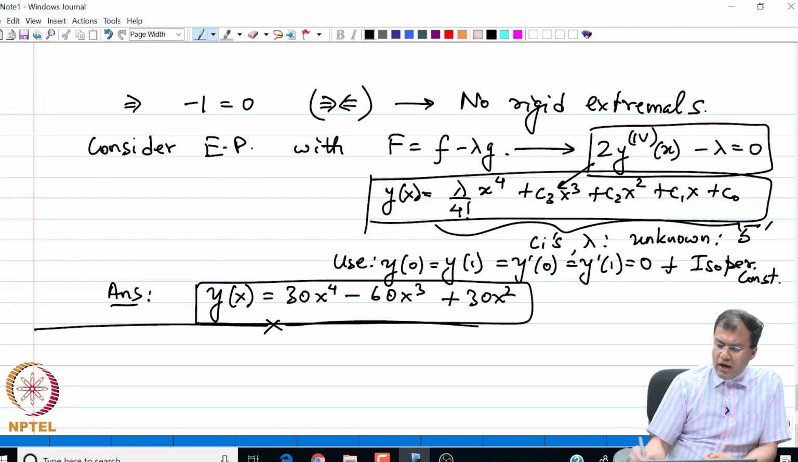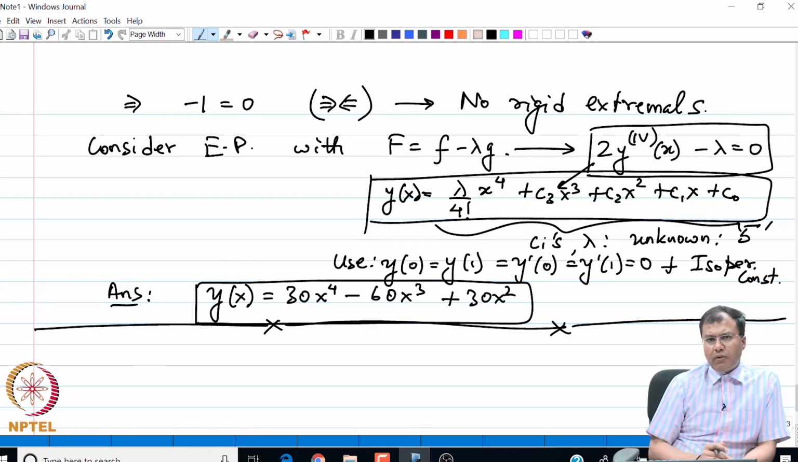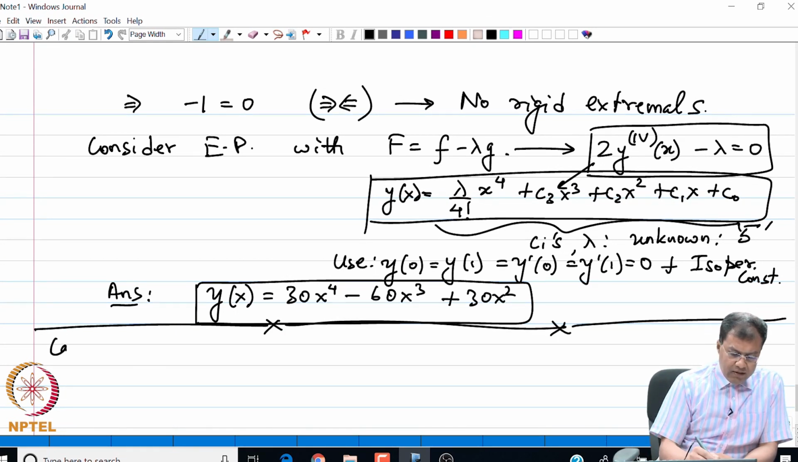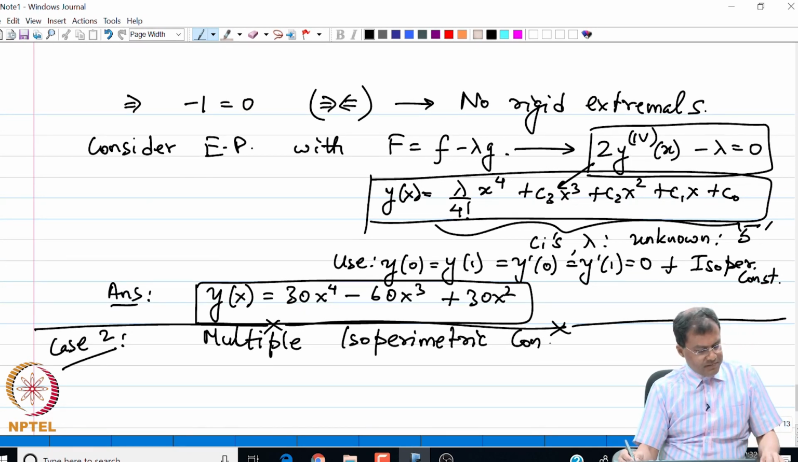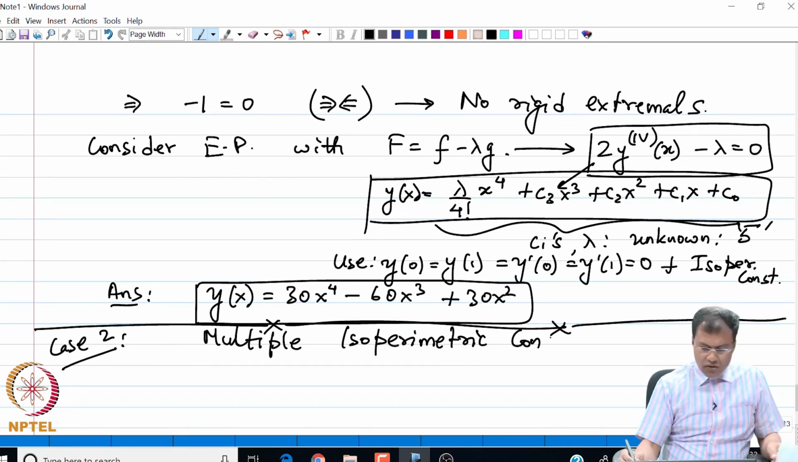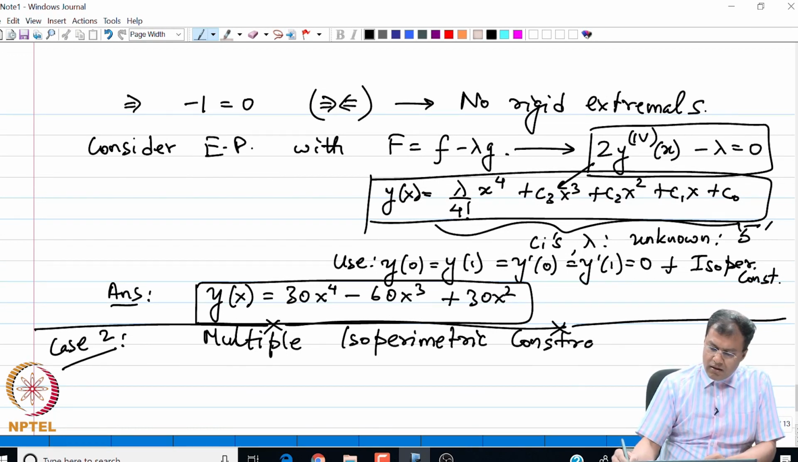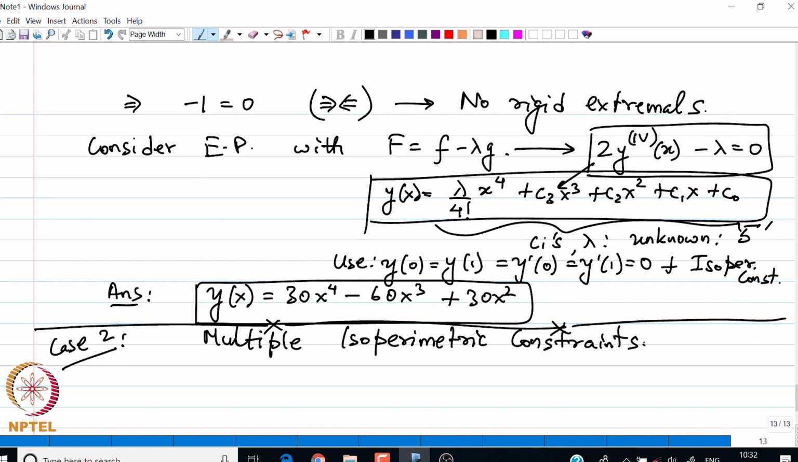So, then we can look at another generalization of the problem, and the second case of the generalized isoperimetric problem is when we have multiple isoperimetric constraints. Multiple isoperimetric constraints. So, then what to do in this case?